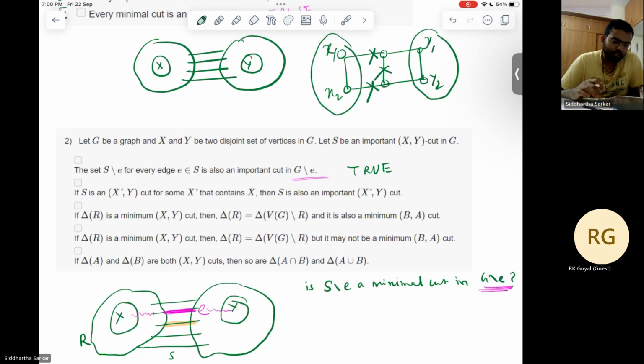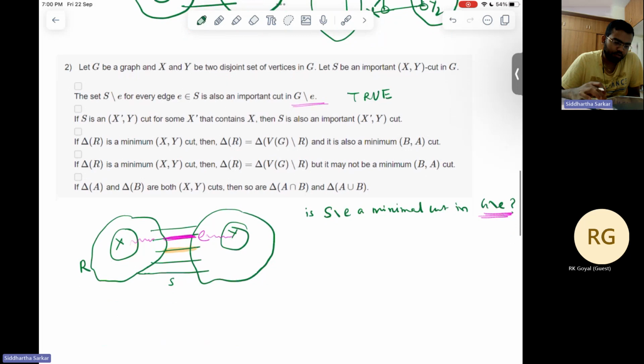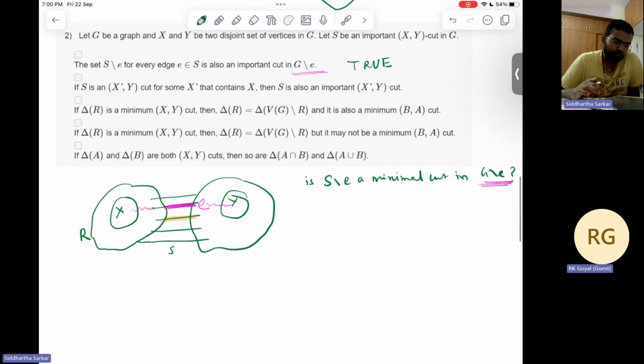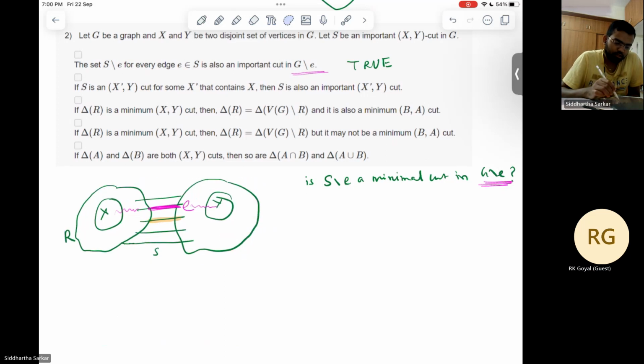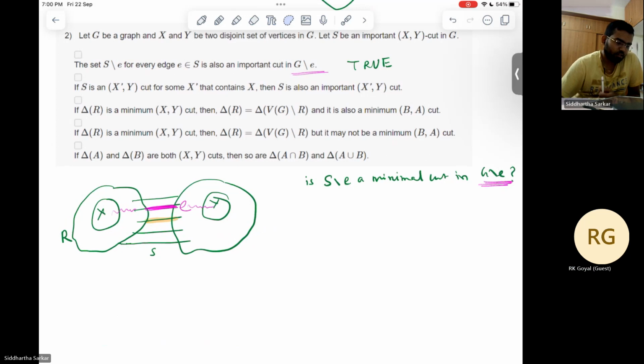Just make some space. Are you able to see the second question now? Yes, visible. So if S is an X dash, Y cut for some X dash that contains X, then S is also an important X dash Y cut. So now it is saying that X dash Y is a cut that contains X, but the claim is that it is an important X dash Y cut.